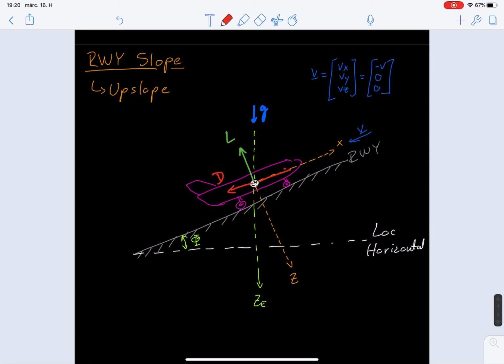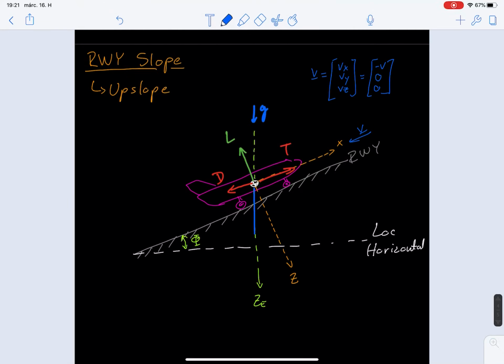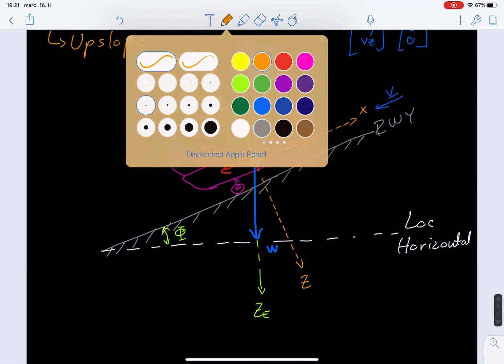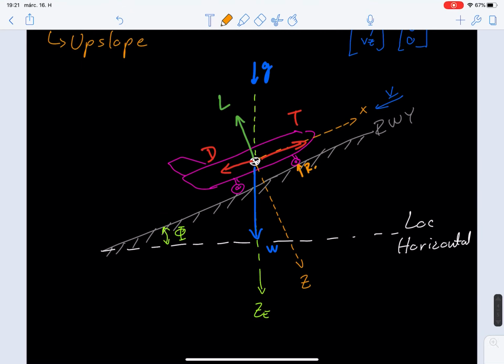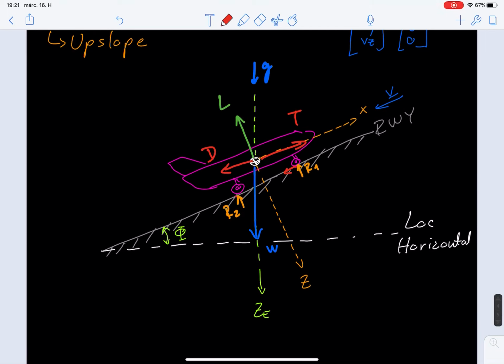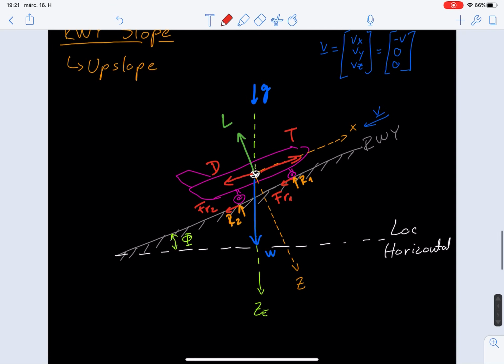You're also going to have a thrust force, and you're also going to have a weight, right? So here you have the weight of the aircraft, and let's not forget about the reaction forces. So reaction 1, reaction 2, and therefore an effect of these reaction forces and the movement of the aircraft. You're going to have friction force 1 and friction force 2.